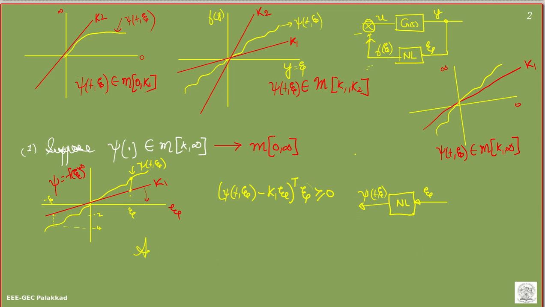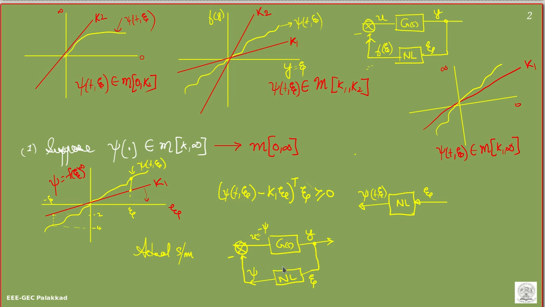The actual system was like this: I have G(s) here, the input is u, and when I give input u to G(s), I get the output y. Then y is fed back to the nonlinearity, and y is actually zeta here. The nonlinearity gives the output xi, and xi is fed back with a negative sign, so u is equal to minus xi.